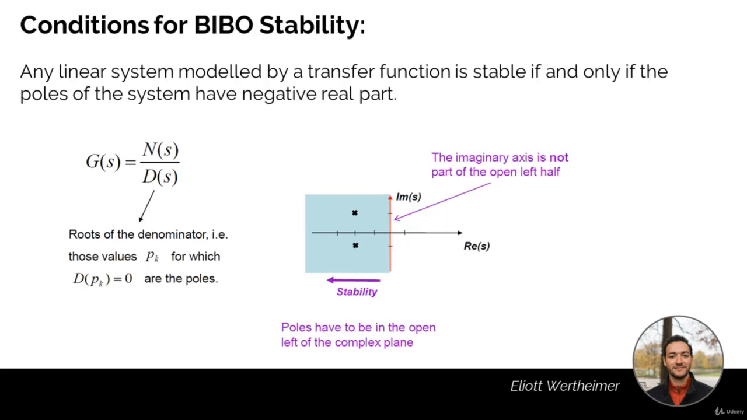So what are the conditions for bounded input, bounded output stability? Any linear system modeled by a transfer function is stable if and only if the poles of the system have negative real part. As we saw in the previous lecture, the poles are the roots of the denominator of the transfer function. It means that the poles are the values of s for which the denominator of the transfer function is equal to 0.